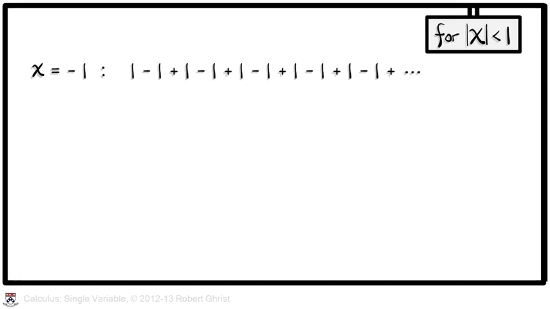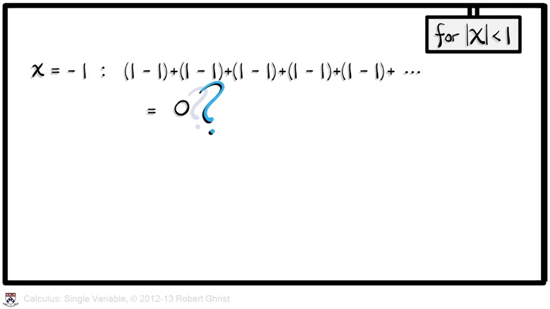Let's take a look at what happens at the other extreme. What if x equals minus 1? Is there really a problem here? Well, we would be asking for the sum 1 minus 1 plus 1 minus 1 plus 1 minus 1, etc. Maybe this does have a well-defined answer if we paired up the terms 1 minus 1 plus 1 minus 1. Then we would seem to get 0.